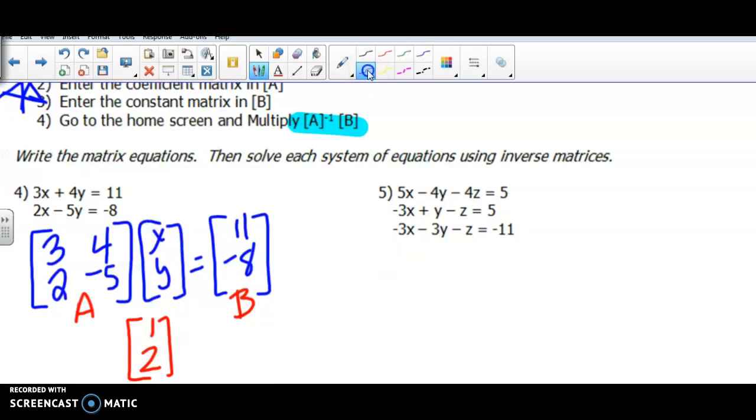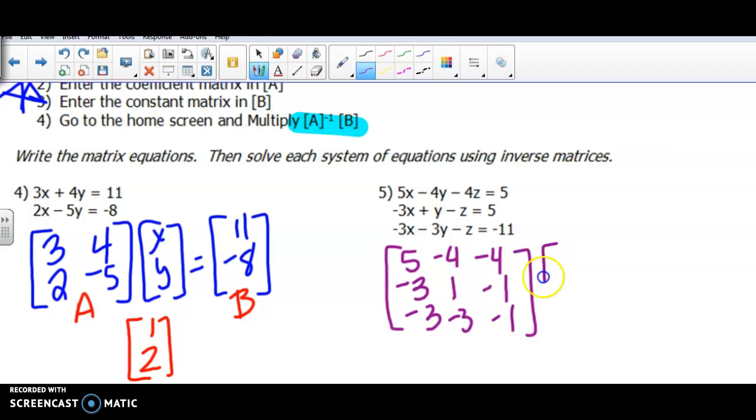Okay, so let's go ahead and put this one into a system of matrices. So we have 5, -4, 4. So we have an x column, a y column, a z column. Then we have -3, 1, -1. And then -3, -3, -1. Make your variable matrix x, y, z, the multiplication, and then your constant matrix is 5, 5, negative 11.